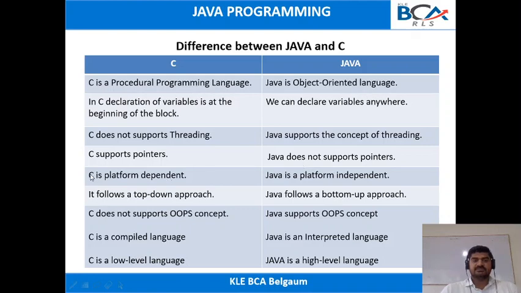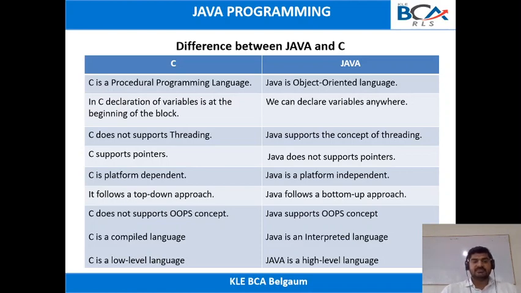The next difference is that C is platform dependent. Platform dependent means, suppose you are running your C program on Windows, that program can be run only on the Windows operating system. With respect to Java, Java is platform independent. Once you compile the Java program, you will get the bytecode, and that bytecode can be run on any operating system. That's why Java is platform independent and C is platform dependent.